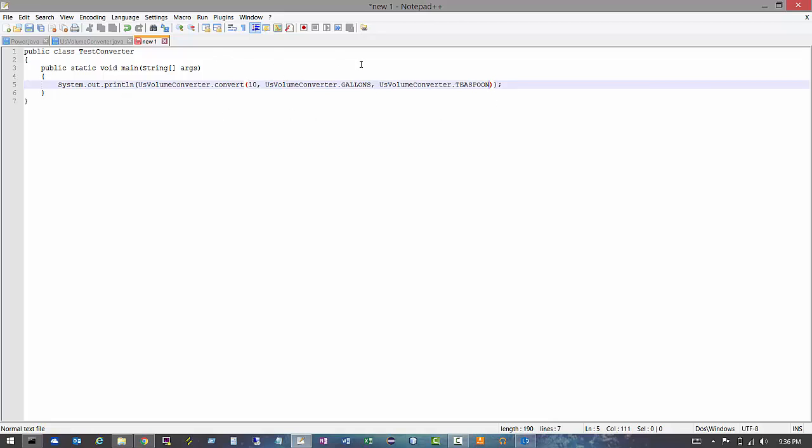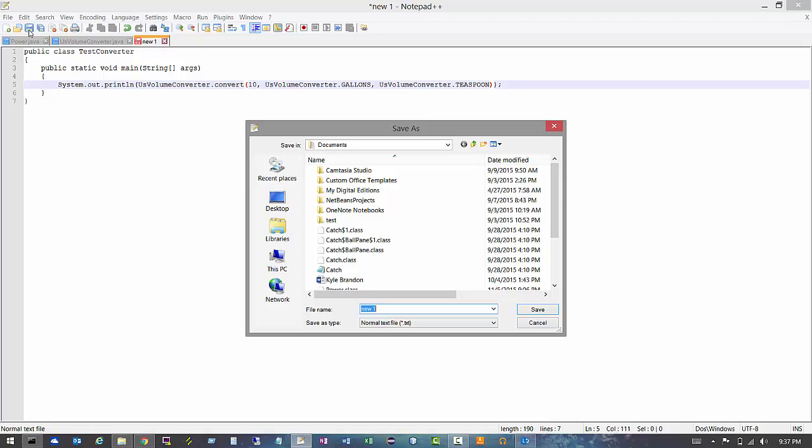And so we're taking 10 gallons, converting it to teaspoons. That's the way this is supposed to read. We're calling a static method, a static constant. That's why we refer to the class. They're static methods, not object members.